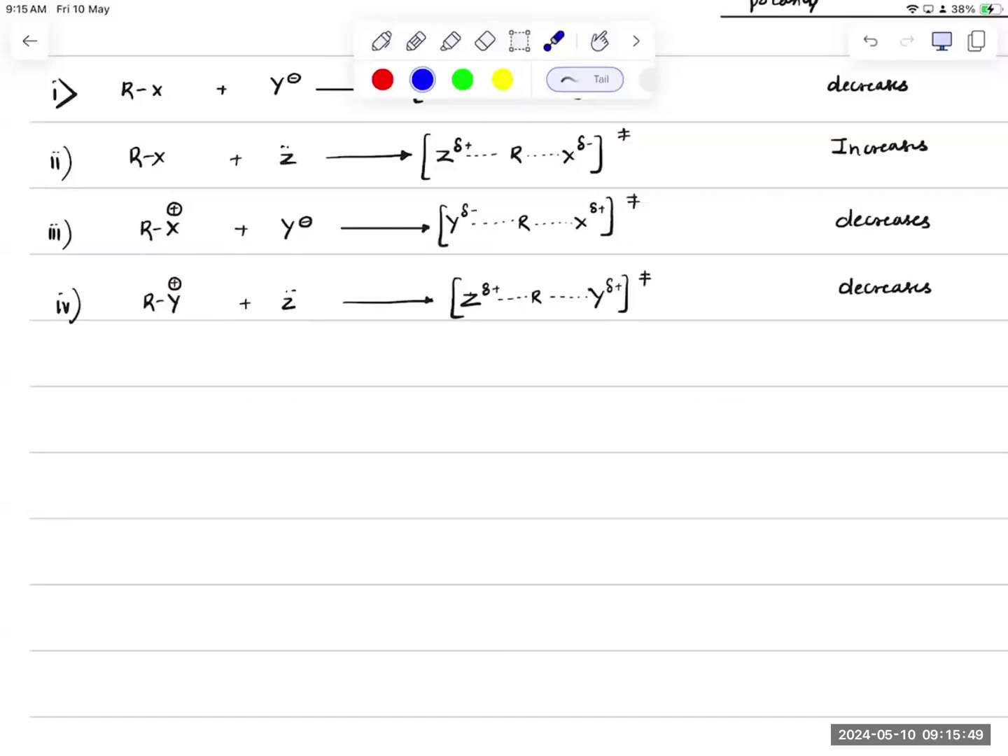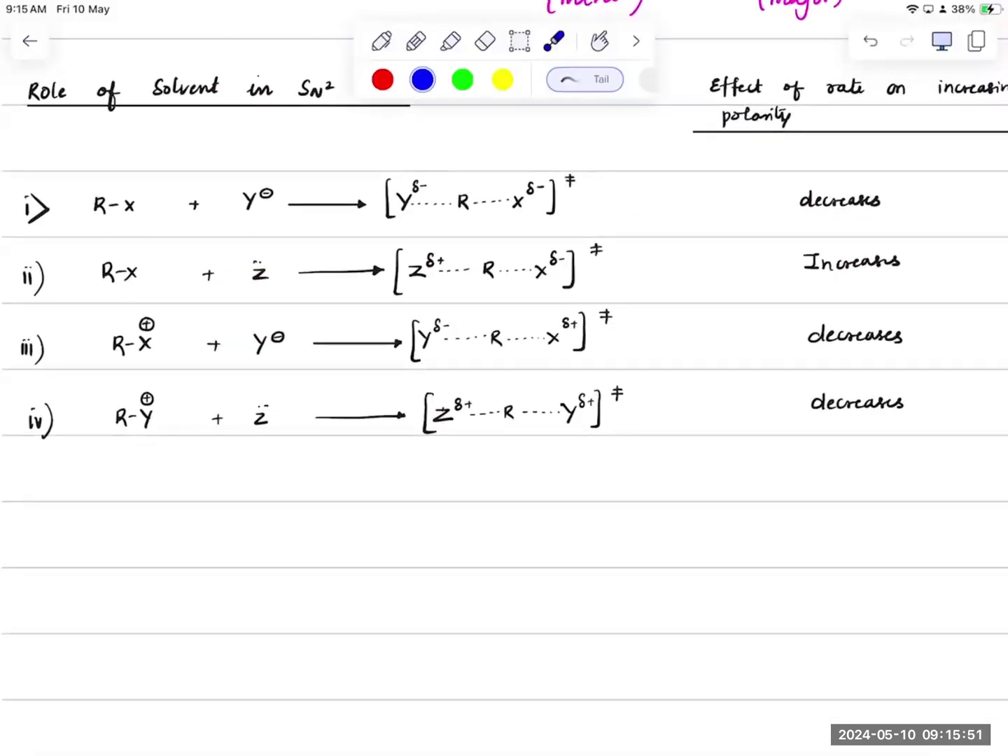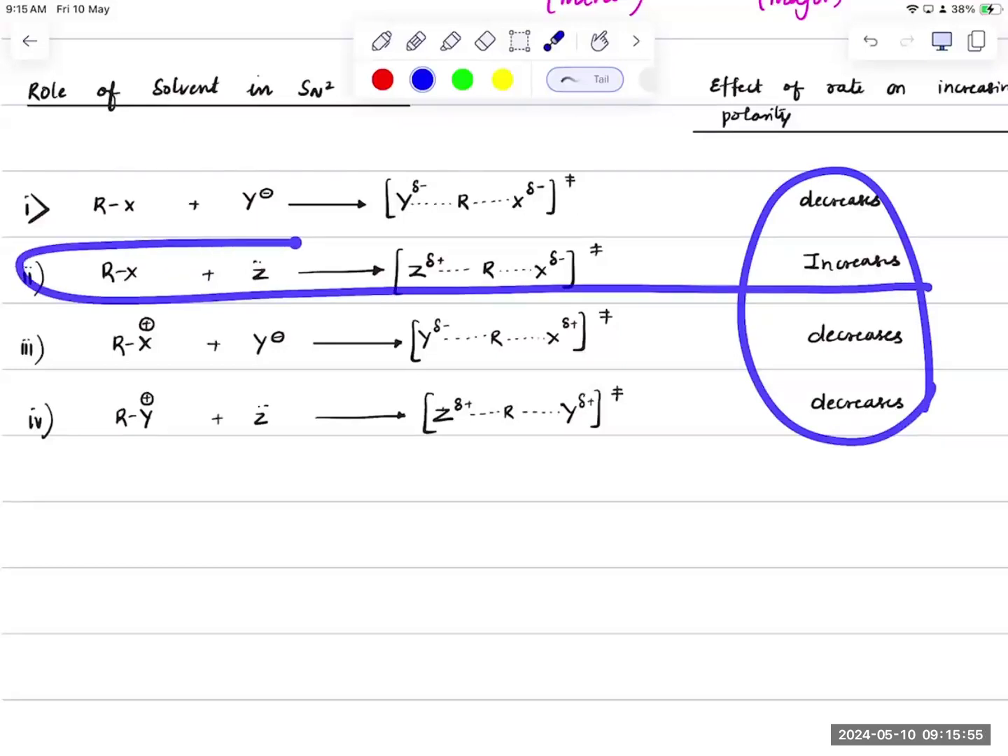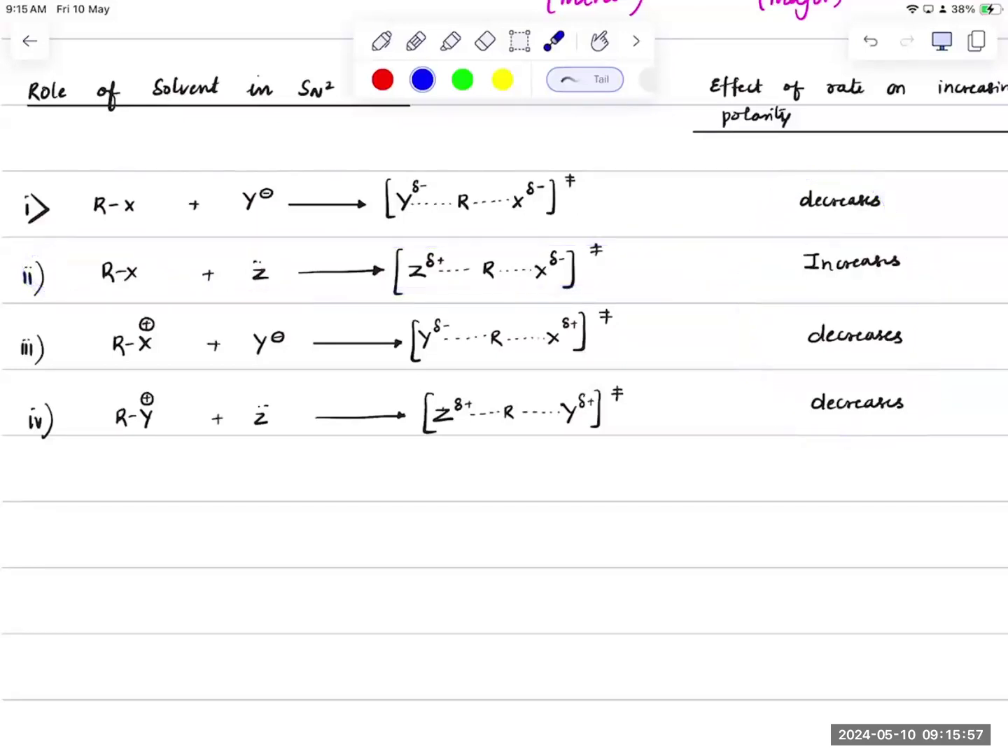Okay. So what have you noticed? In most of the cases, rate will always decrease except one case, except this case. That's why when it comes to SN2, most of the time we will prefer to go for aprotic solvent. Aprotic solvent is always a better choice. Everyone understood that? Why we need to choose aprotic solvent? Okay.